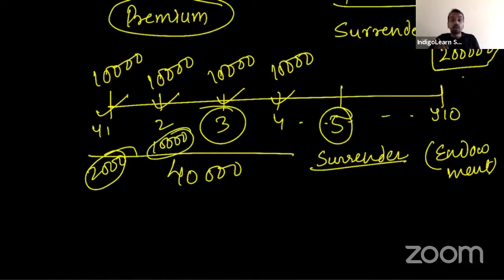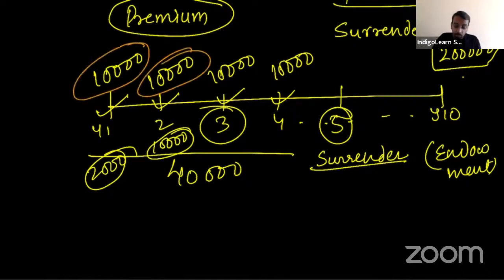Now, how do you need to understand this? You have paid 10,000 and 10,000, but you will get only 10,000 back in return if at all you surrender that policy. So like this, every year a surrender value is given. Now, depending on the accounting treatment that you follow, you will have to consider the surrender value.